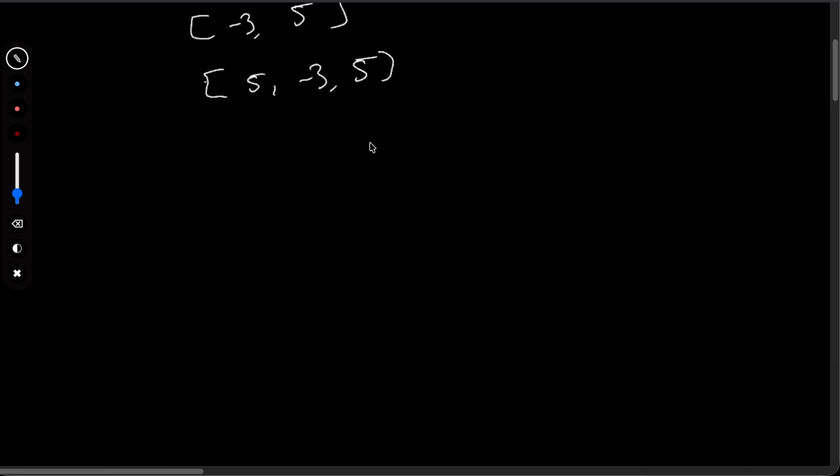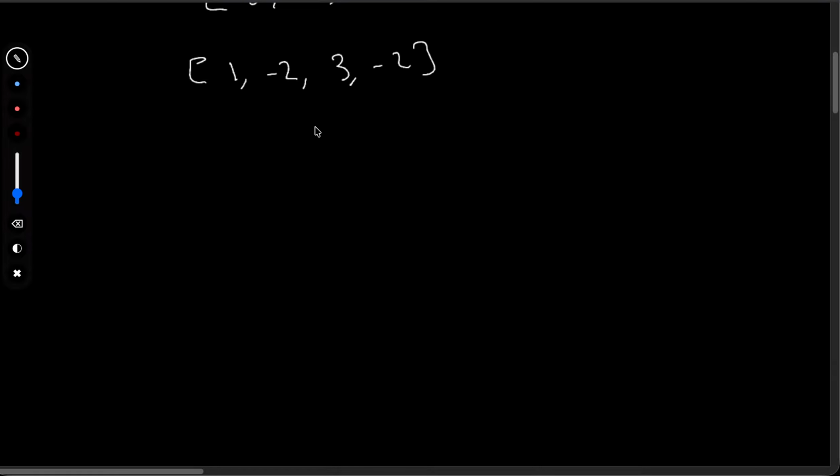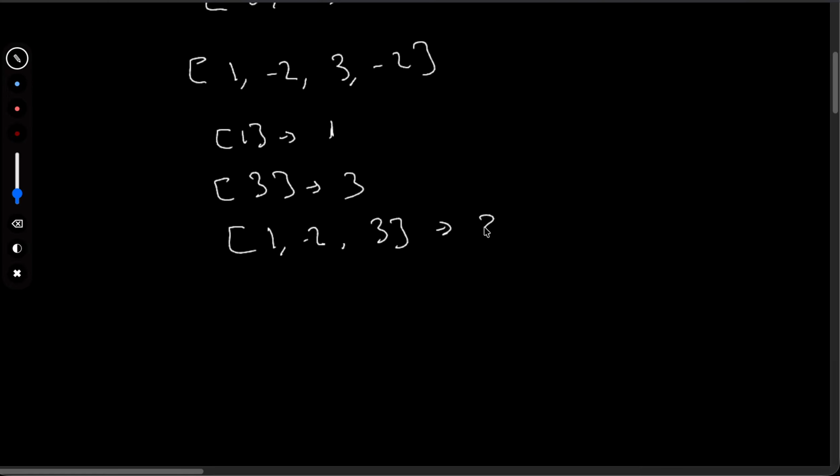So let's try. If we have nums like this: 1, -2, 3 and -2. First we check a normal subarray. 1 is 1, 3, 1, -2 and 3 is 2. So the maximum subarray is 3. Circular does not help here, so the final answer is 3.